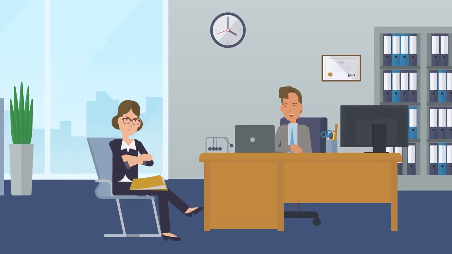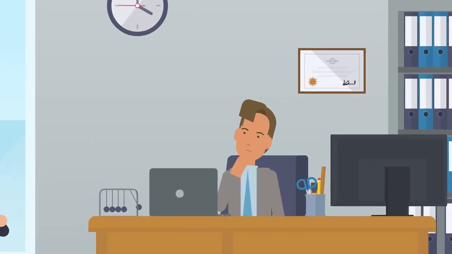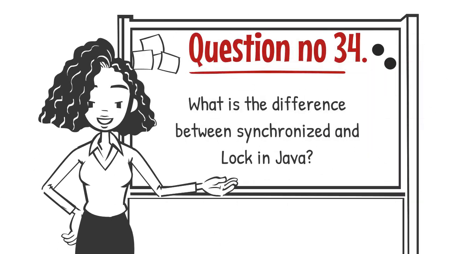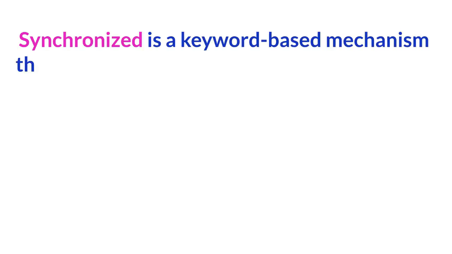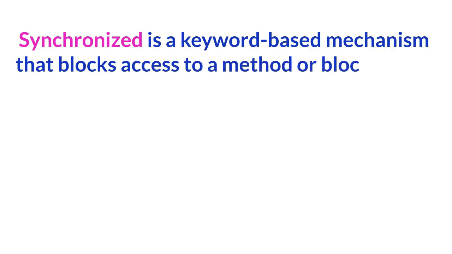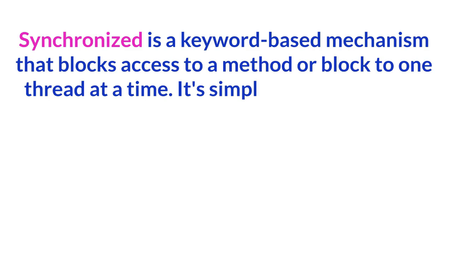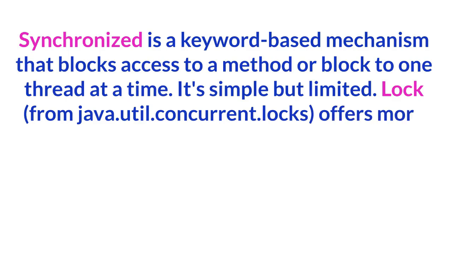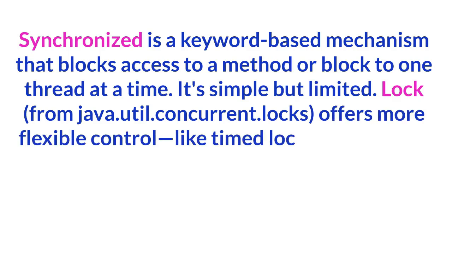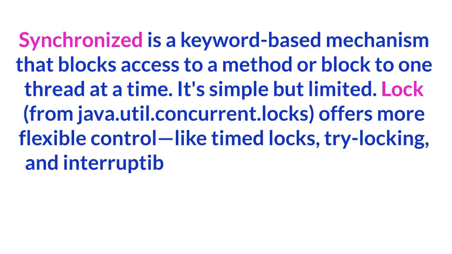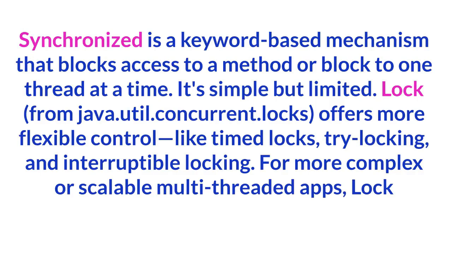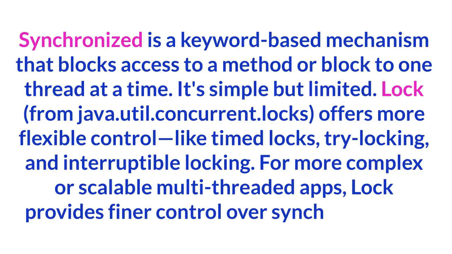What is the difference between synchronized and Lock in Java? Synchronized is a keyword-based mechanism that blocks access to a method or block to one thread at a time. It's simple but limited. Lock from java.util.concurrent.locks offers more flexible control, like timed locks, tryLock, and interruptible locking. For more complex or scalable multi-threaded apps, Lock provides finer control over synchronization.